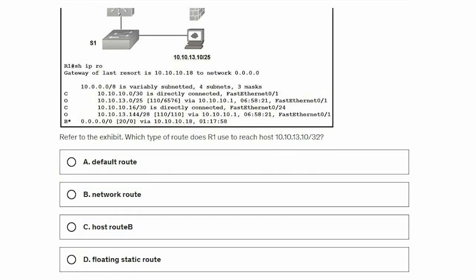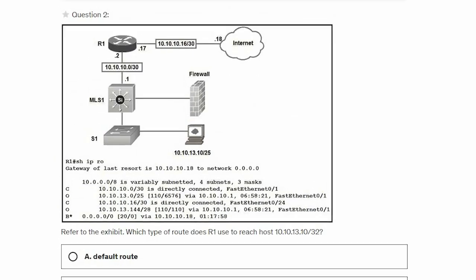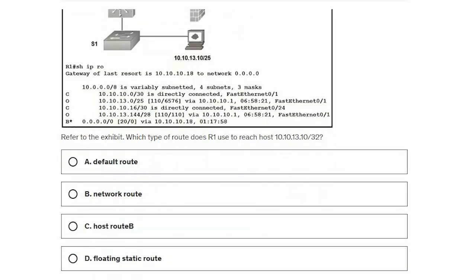Answer number 1. R1 uses a default route. Answer number 2. R1 uses a network route. Answer number 3. R1 uses a host route. Answer number 4. R1 uses a floating static route. The correct answer is B. R1 uses a network route.